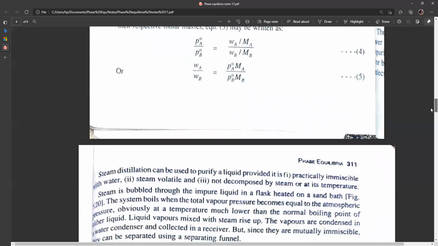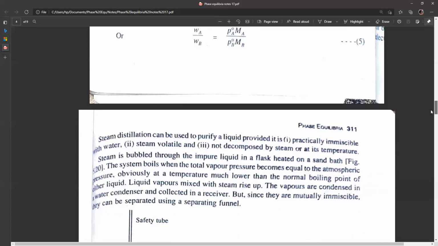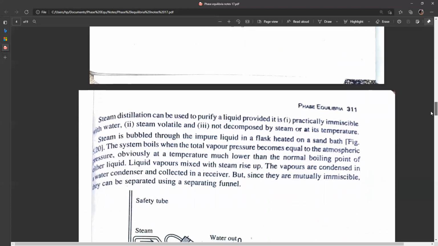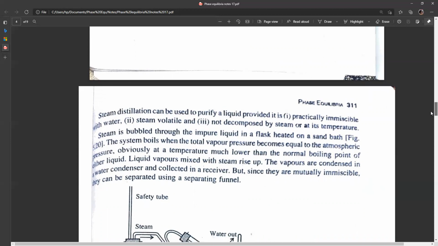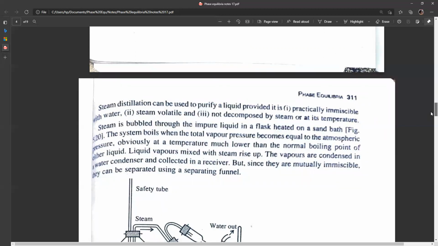And it can be used to purify a liquid provided it is practically immiscible with water, steam volatile, and not decomposed by steam at the temperature of steam. Such liquids can be purified using steam distillation. Steam distillation is an important technique to purify organic liquids. So the conditions are that they should be practically immiscible with water, steam volatile, and not decomposed by steam at the temperature of its boiling point.